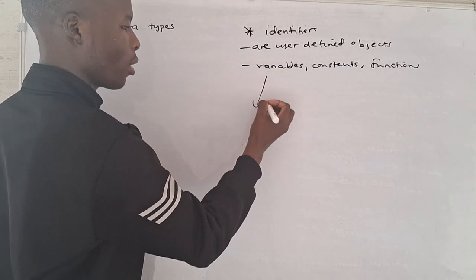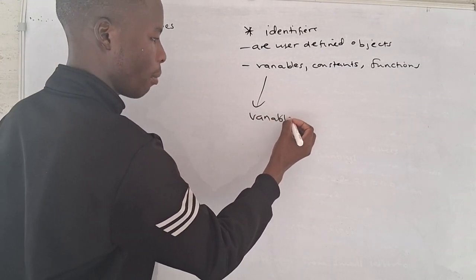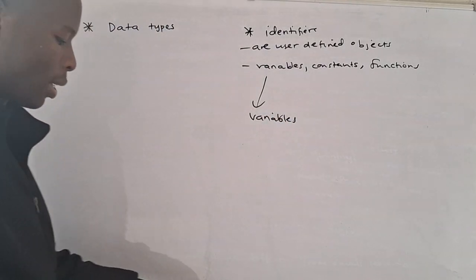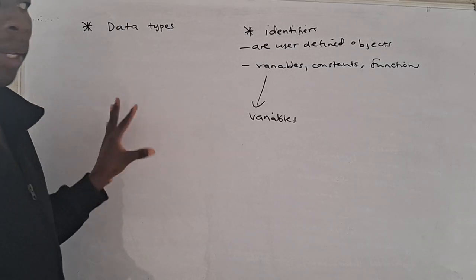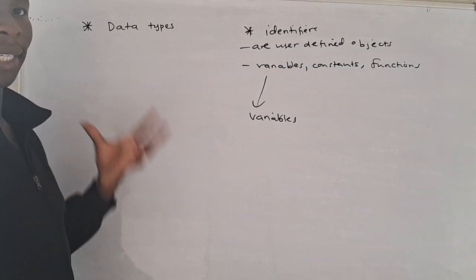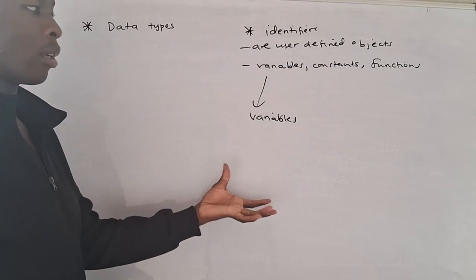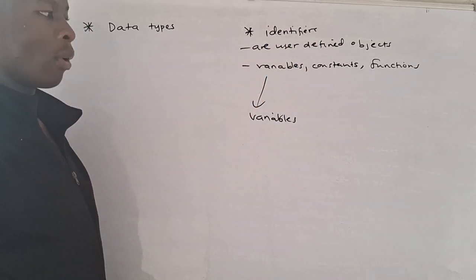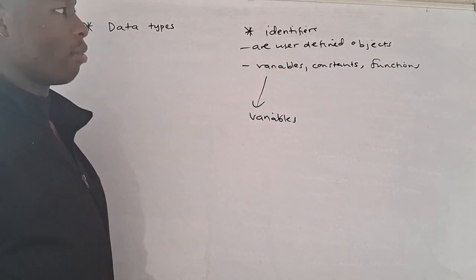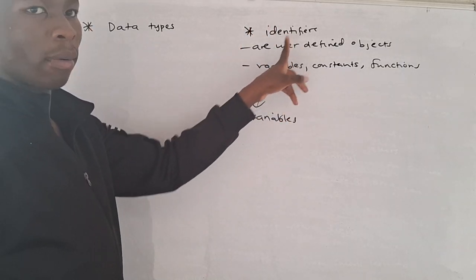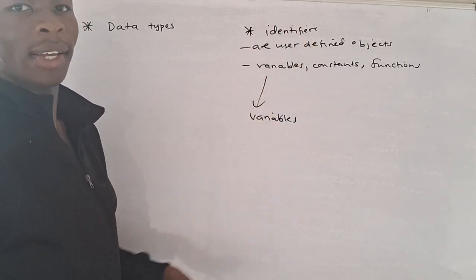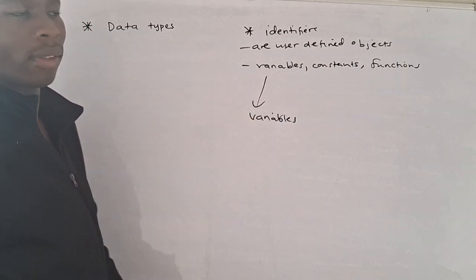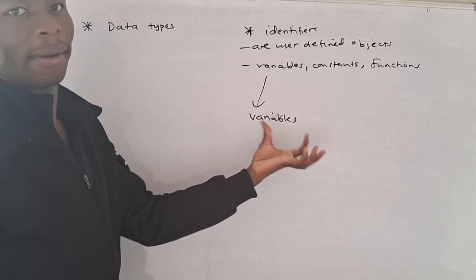In the next class, we are going to discuss variables. But there is something that I want to explain here. I want to talk about data types. So try to understand: what is a variable? A variable is an identifier. I said a variable is an example of an identifier. What is the use of these identifiers? What is the use of these variables?